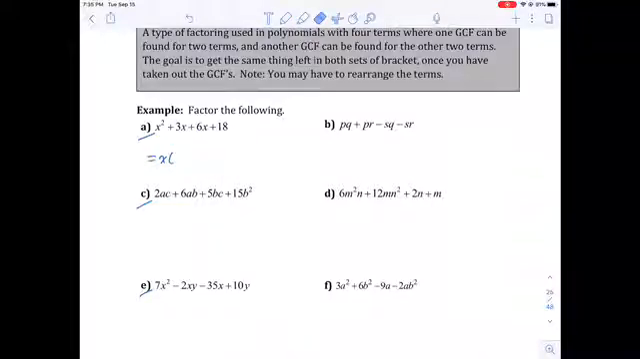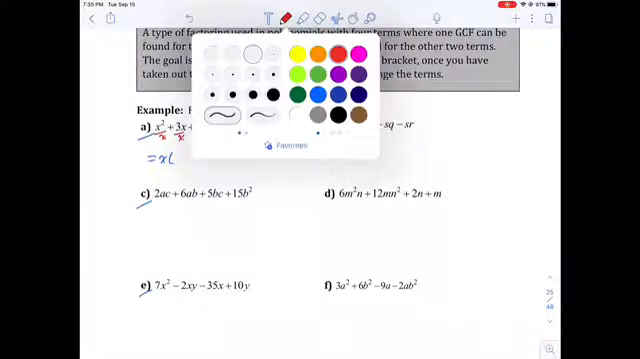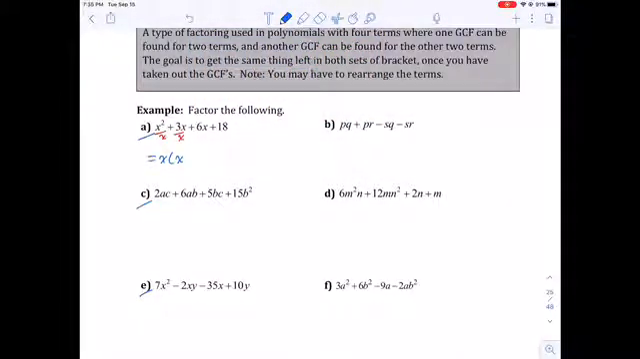When I do that, I want to divide by x, divide by x. So x squared divided by x is of course x, and 3x divided by x is a 3. Okay? And then the next 2 terms, 6x and 18. What is common there? There's a 6. So I'm just going to divide out by 6. There's no common variable. And I end up with x plus 3.